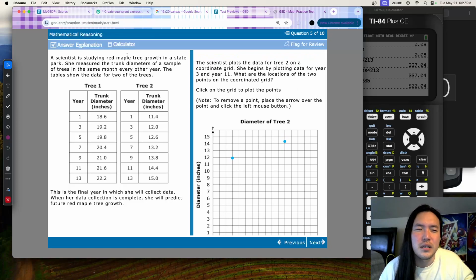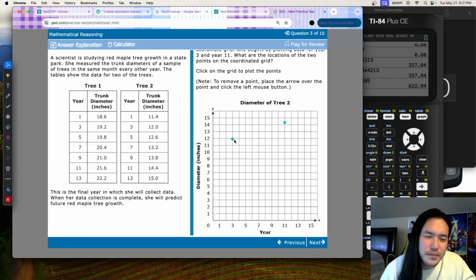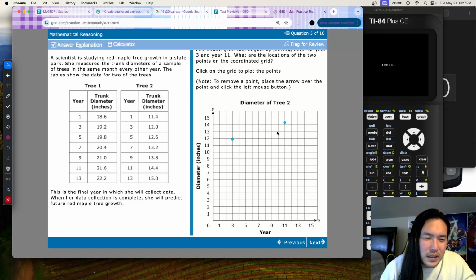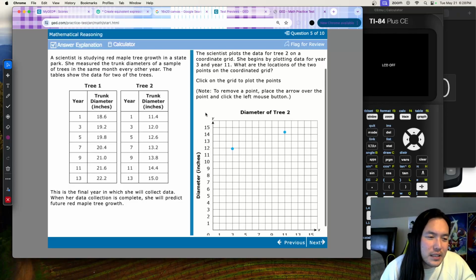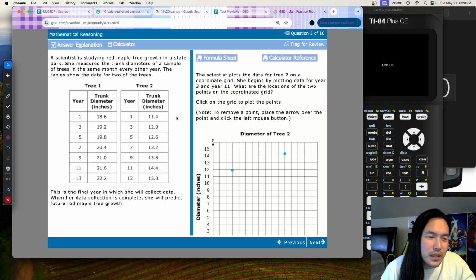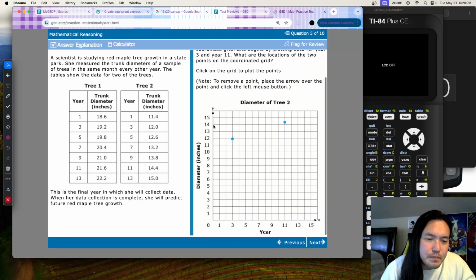Follow the instructions. We have a bunch of data. They want us to look at tree 2. Tree 2 is over here. They want us to look at year 3 and year 11. Year 3 is 3, 12. Put it on the chart. 11, 14.4. Put it on the chart. Yeah. It's not crazy, right? Yeah, it just looks hard, but it's actually like one of the easiest problems.